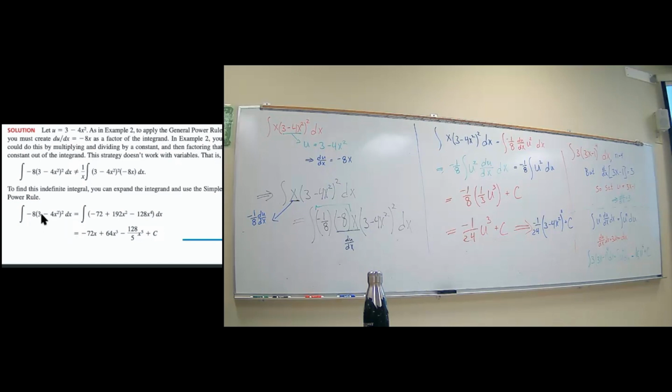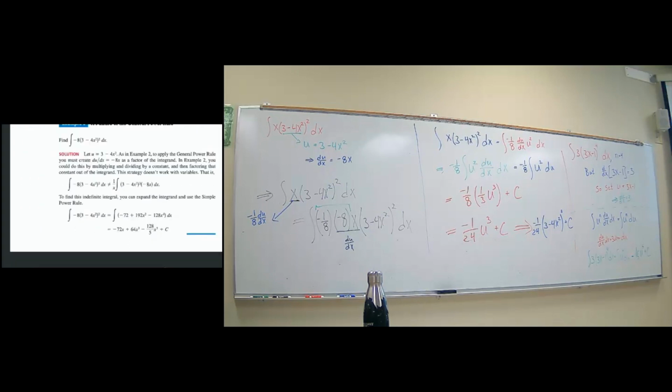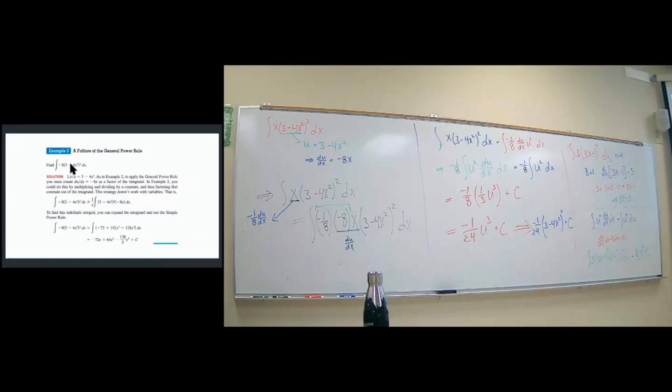And that's what they're doing. They're saying FOIL this, multiply by -8, then integrate. Just because it might look like the general power rule or the reverse chain rule doesn't necessarily mean it always will. You can't make a variable show up, but you can make a constant show up.